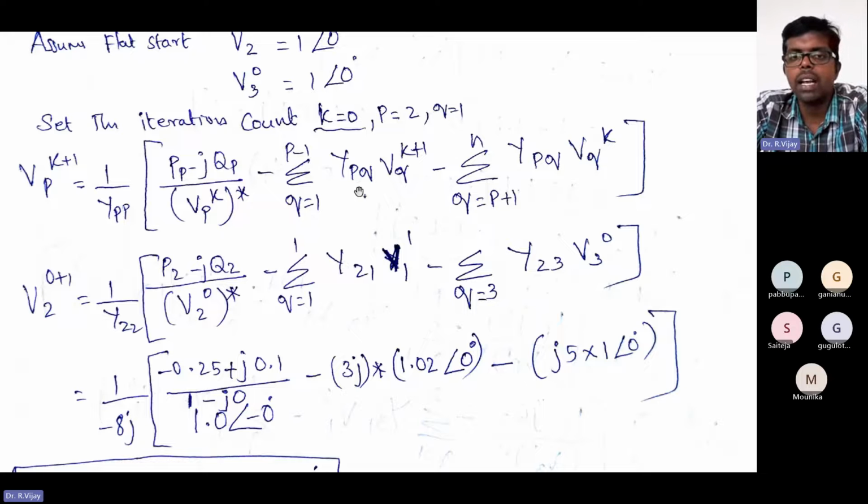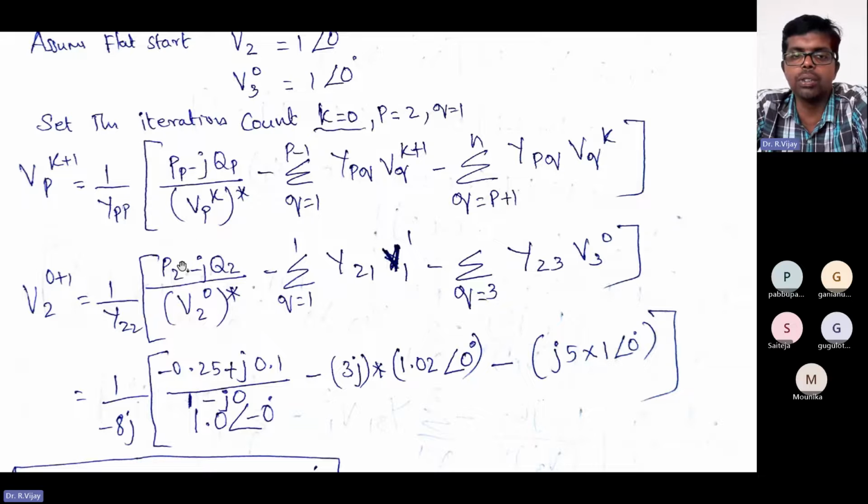Next y of pq, 2 1. Next b q is 1. Okay, k plus 1 is 1 because k is equal to 0. So 1 minus summation q is equal to p plus 1, that is 3, up to n. Here n means up to the number of buses. Here n is 3, so q is equal to 3. If q is 2 up to n you need to take, but here it is only 3, so no need because q is equal to 3. Next y pq, 2 3, V3 of 0.